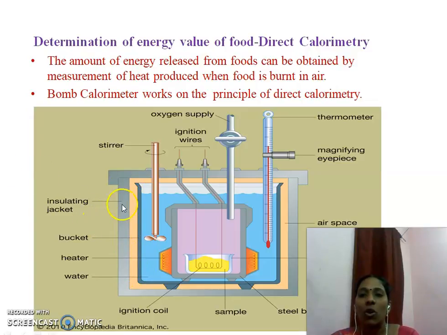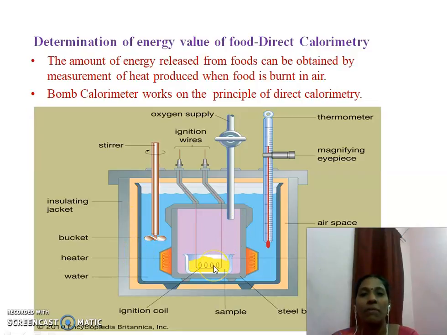This outer layer is called the insulating jacket, and inside that insulating jacket, this is called the bucket. This bucket usually contains 3/4 of water. Inside that bucket, this one is called the bomb, the heavy steel bomb, which is placed inside the bucket. Inside that steel bomb, you will have this crucible-like structure. The food which is measured should be placed inside the crucible. Then, in between the insulating jacket and the bucket, the air space will be there.